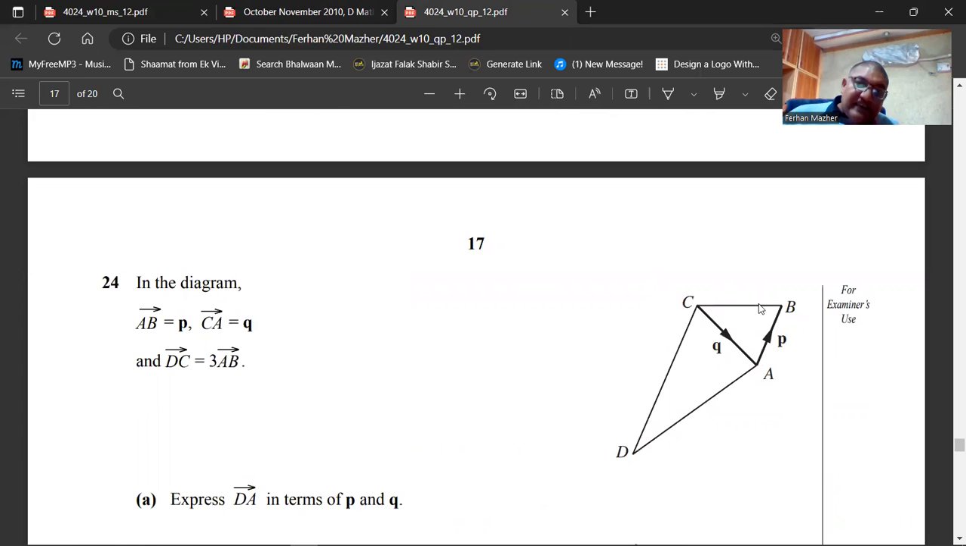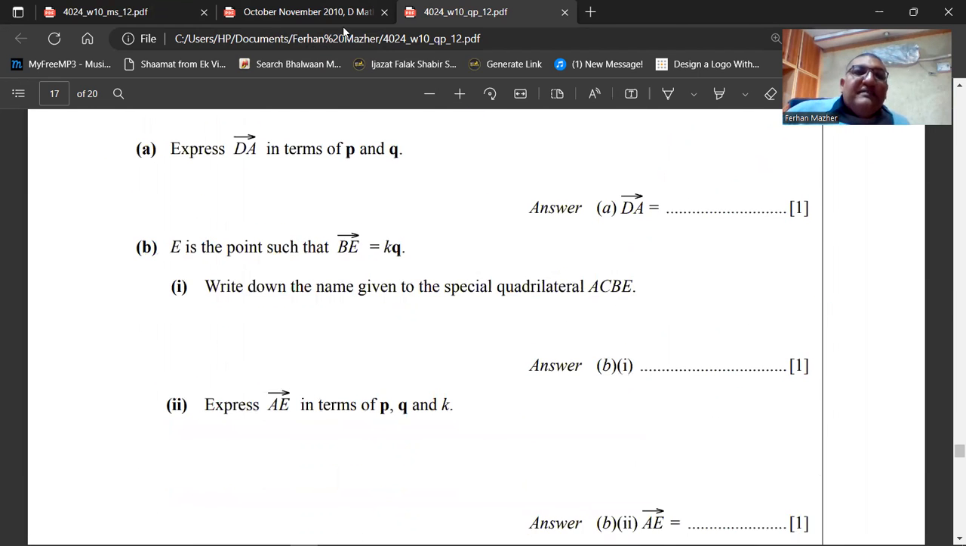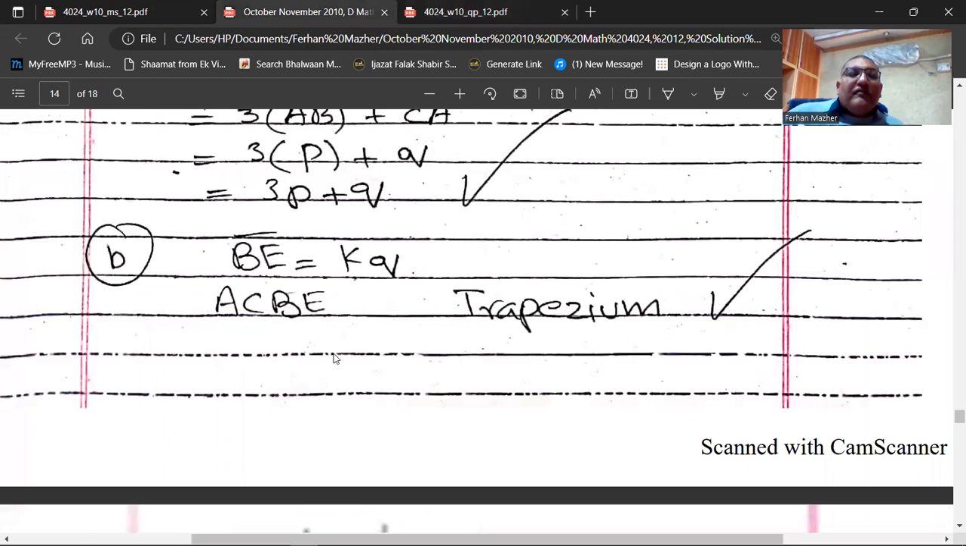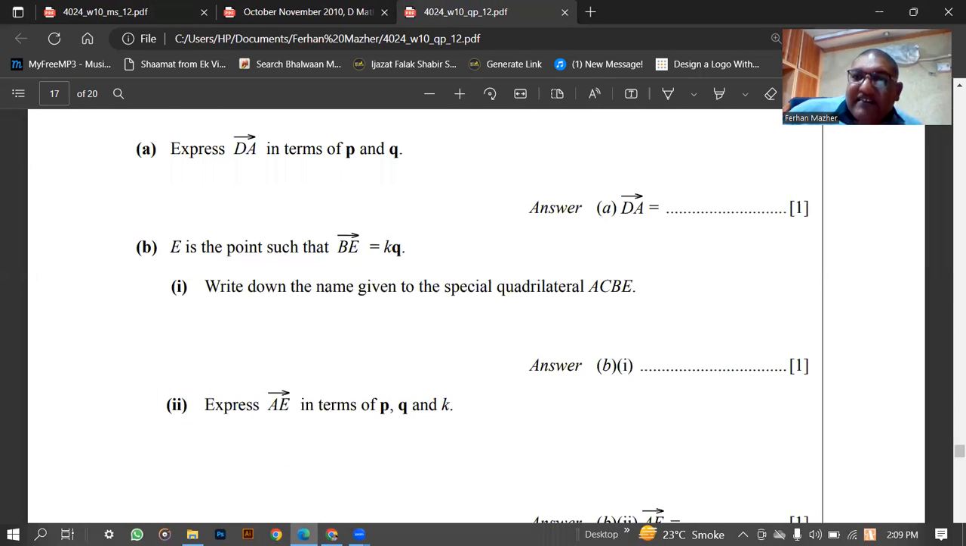So they're talking about ACBE. And about that quadrilateral, I know one thing, that BE is parallel to CA. I don't know anything about the other sides. So in a quadrilateral in which two sides are parallel to each other, and we don't know if the other two are parallel, we call it a trapezium. So the special name given to ACBE is trapezium, because in a trapezium two sides are parallel and two are non-parallel.